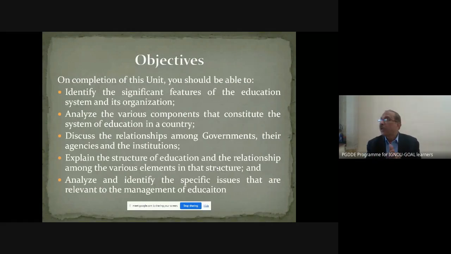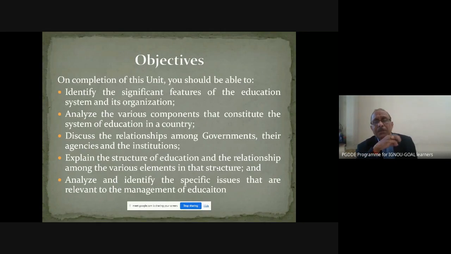So once you complete this unit, you should be able to... what are the objectives? Understand the education system and its organization. What are the features of the education system? We will talk. Analyze various components. What are the various components involved in the system of education in any country?